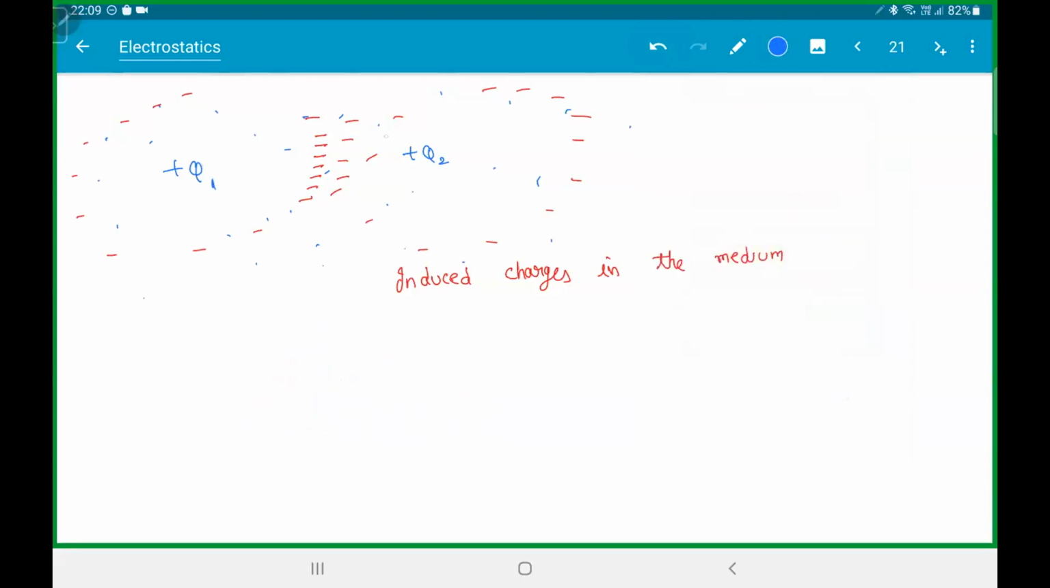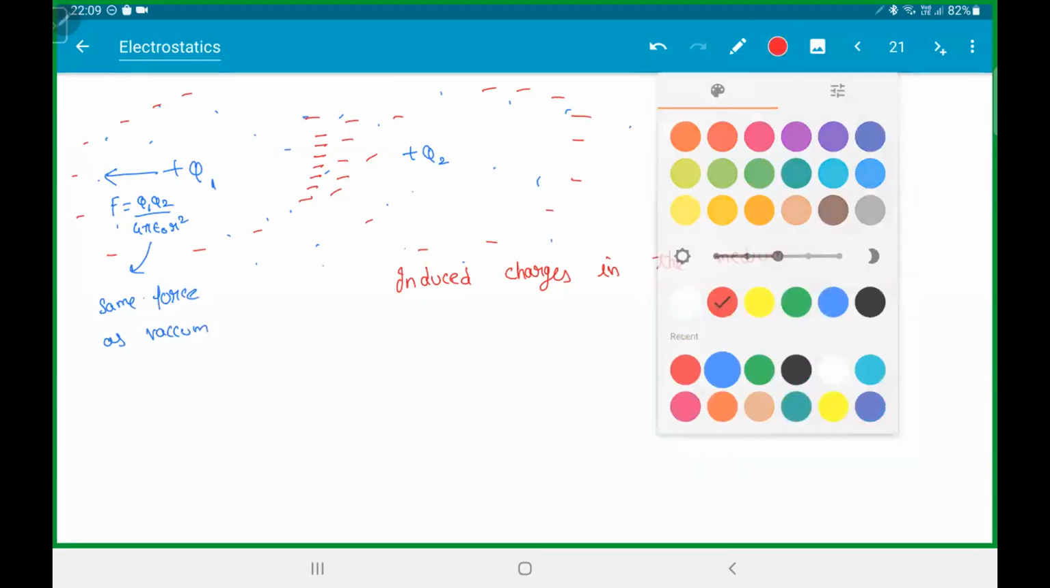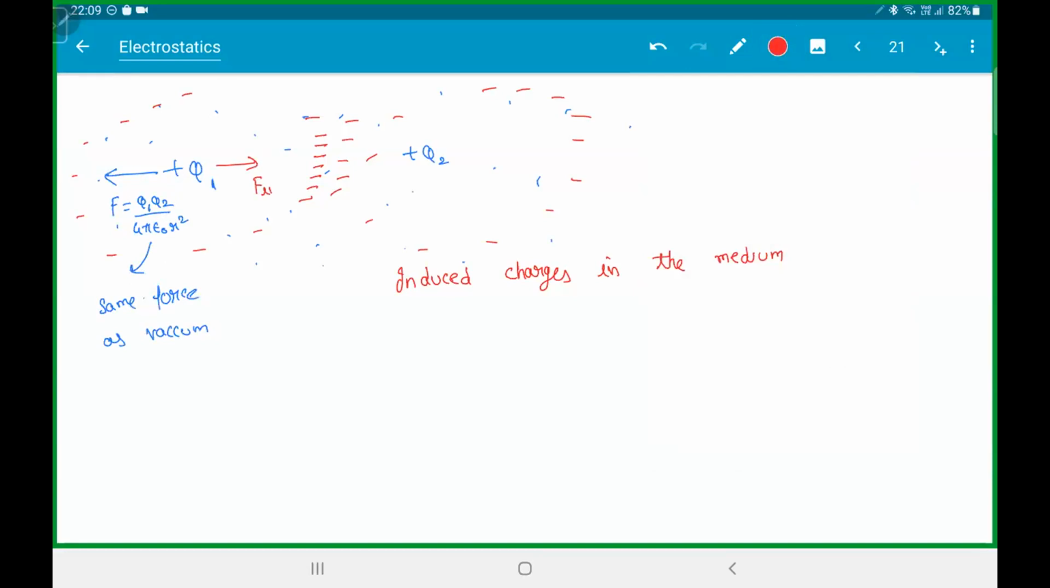Same thing will happen here. That means the force between Q1 and Q2 will remain the same. That will be K Q1 Q2 by 4 pi epsilon R square. This will be the same force as in vacuum. But because of the induced charges, what will happen? It will attract, no? This is the force due to induced charges. Therefore, the net force on each charge will decrease, isn't it? Because of the induced charges, they attract, and that's where the net force is decreasing. So this is an important statement.